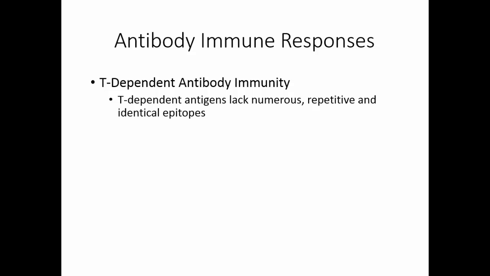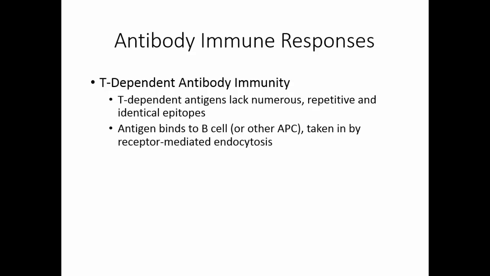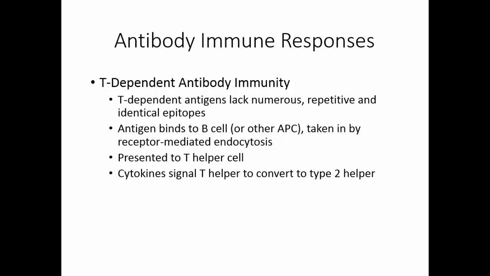Most antibody immune responses are T-dependent antibody immunity. T-dependent antigens lack numerous or repetitive or identical epitopes. The antigen binds to the B cell or some other antigen-presenting cell, and the antigen is taken in by receptor-mediated endocytosis. The antigen is processed and placed in one of those MHC2 binding sites. Then it can be presented to a T helper cell. Cytokines then signal the T helper cell to convert to a type II helper cell.